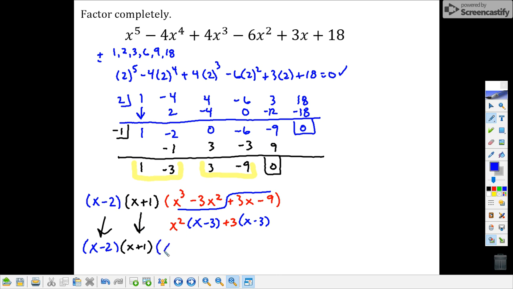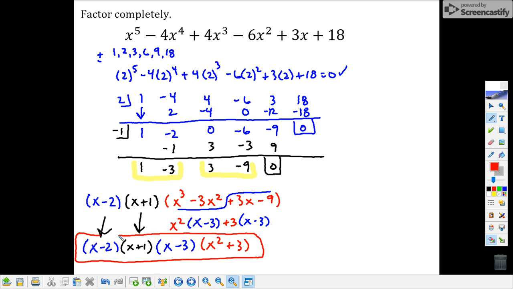So we'd have x minus 3, and then we'd also have our x squared plus 3 after we pull out the greatest common factor. And x squared plus 3 does not factor more, since 3 is not a perfect square and it's not a difference, so we're not subtracting. Therefore, this would be your final answer.